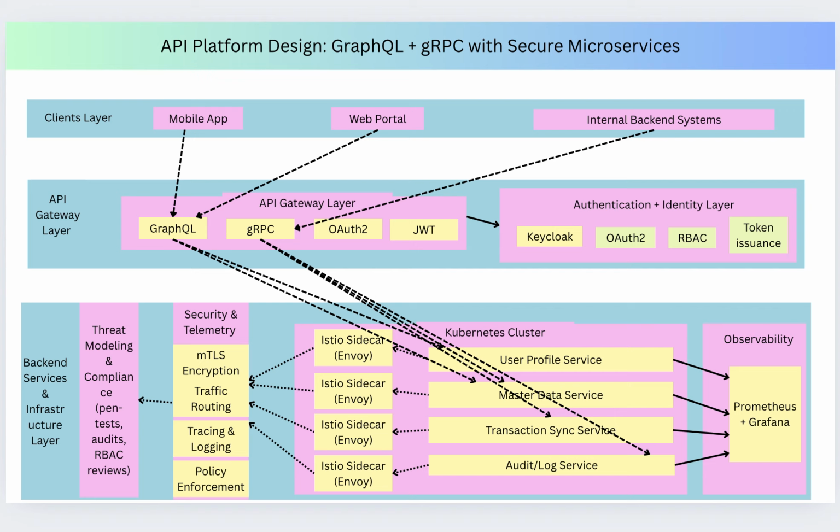Security, mTLS. All service-to-service communication is encrypted via mutual TLS, mTLS. This ensures both the client and the server in any internal transaction are authenticated and that data is encrypted in transit.